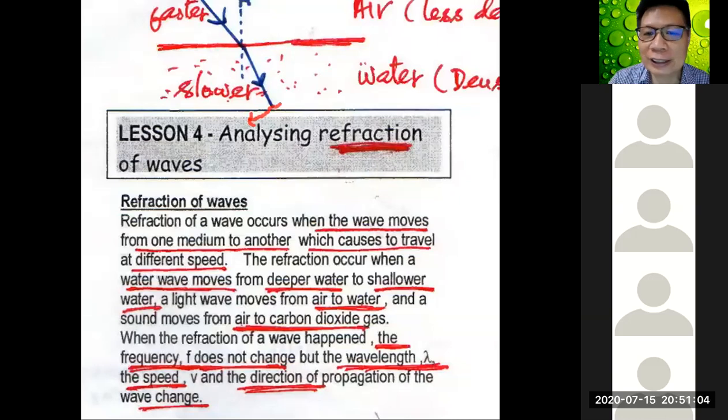Kong Fan Sin. Yes, sir. Okay, come. Your question is very simple, don't worry. Refraction of wave, the wave bends, isn't it? Refracted means bend. Actually, what caused this refraction to happen? What is the reason for refraction to happen? When the wave moves from one medium to another, which causes it to travel at different speed. Yes, correct. Very good answer. When the wave experiences a change in the speed, refraction can happen. Okay, remember that.